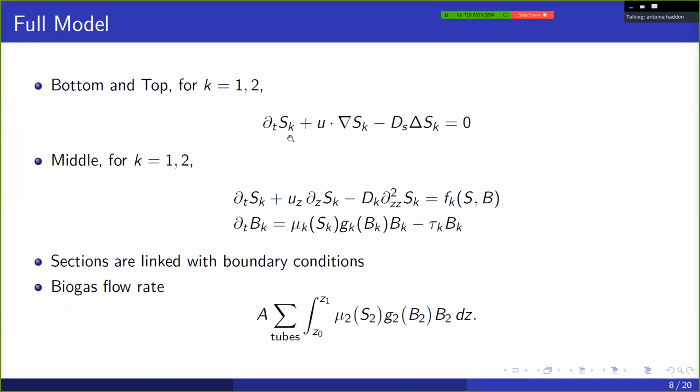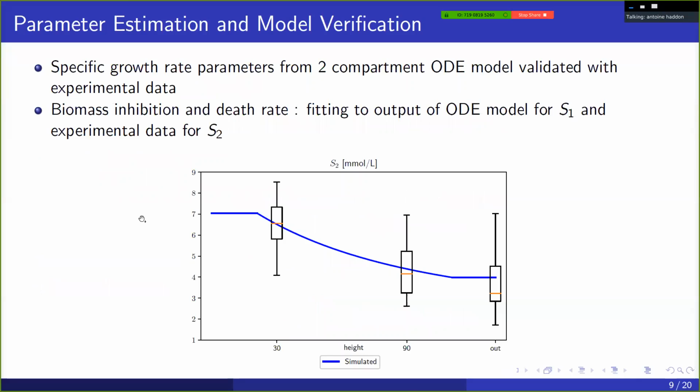So here's the full model: advection diffusion in the bottom and top section in 3 dimensions, and then a single dimension as equations, substrates. For the substrate, advection diffusion reaction, and then for the biomass, again, only reaction and the death rate. And so the link in between the different sections is going to be done with boundary conditions. So this is still a large model.